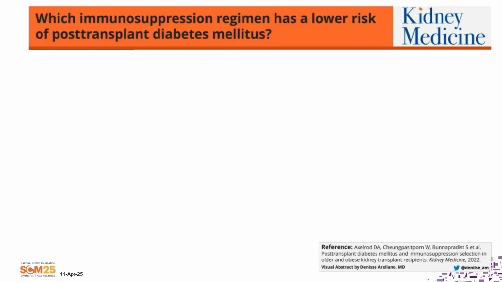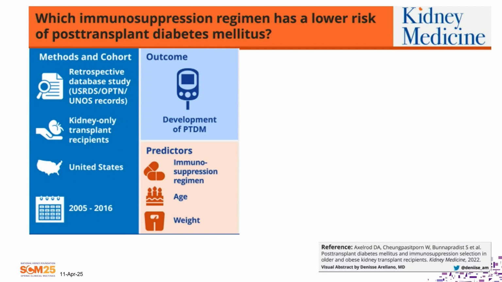This is a relatively recent study published in Kidney Medicine looking at which immunosuppression regimen has a lower risk of PTDM. It was a retrospective database study looking at USRDS and OPTN, kidney-only transplant recipients. This is a US-based study and enrolled patients from 2005 to 2016. Their outcome was development of PTDM, and they looked at the predictors of immunosuppression, age, and weight.